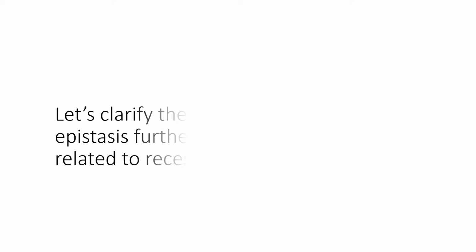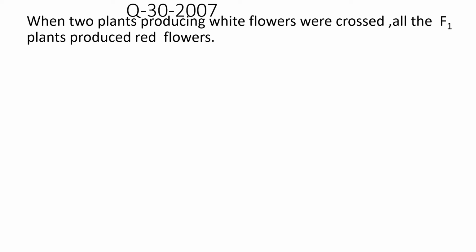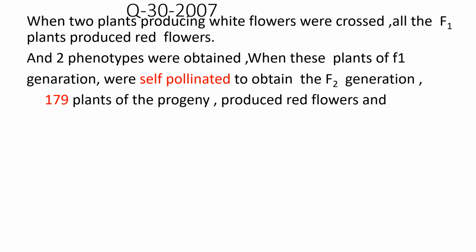Let's clarify the phenomenon of recessive epistasis further by solving a problem related to it. Question number 30, 2007 Advanced Level Biology, Sri Lankan Syllabus. When two plants producing white flowers were crossed, all the F1 plants produced red flowers. Two phenotypes were obtained when these F1 plants were self-pollinated to obtain the F2 generation. 179 plants of the progeny produced red flowers and 141 plants produced white flowers.